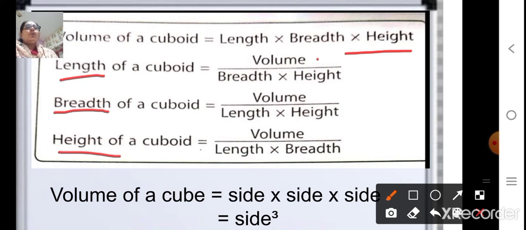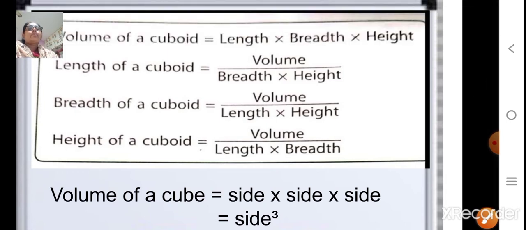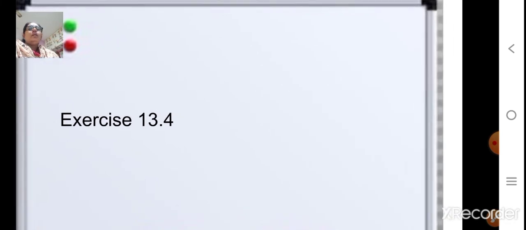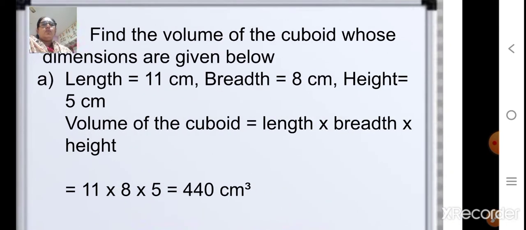Whereas the volume of a cube is side into side into side, that is side cube. So these formulas you have to keep in mind. Now let us start solving some sums from exercise 13.4. So be ready with your notebooks and start solving in your maths notebook.